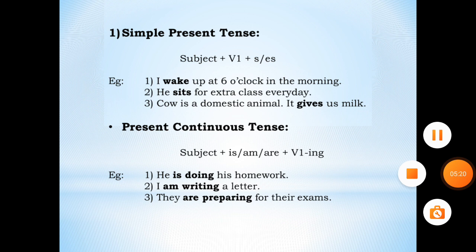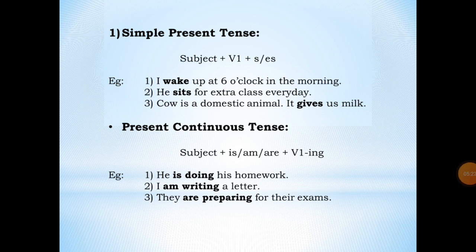The second form of present tense is present continuous tense. Again, I have created a formula to make you understand. Subject plus is, am, are plus V1 and ing. Here subject means noun or pronoun, and along with the verb, a helping verb goes. Which helping verbs are used in present tense? Is, am or are. Is goes with singular, are goes with plural.